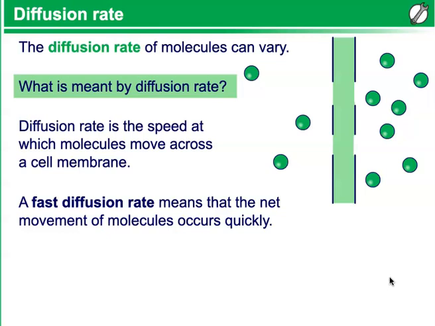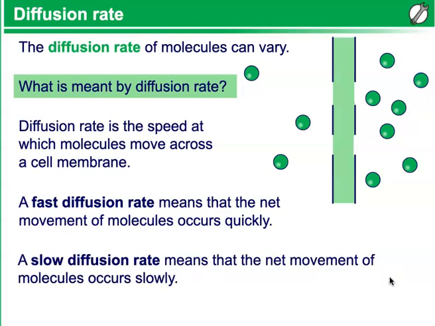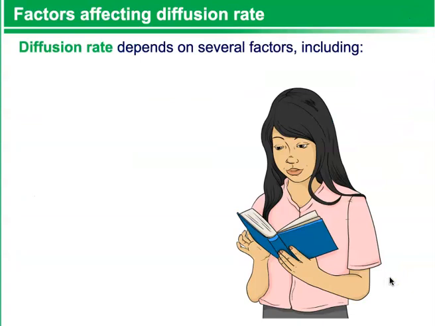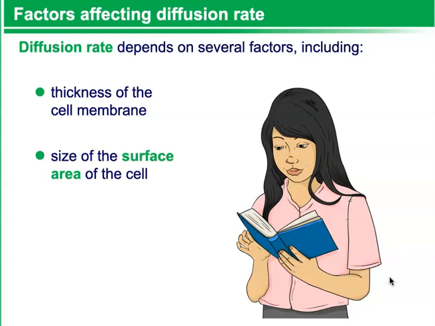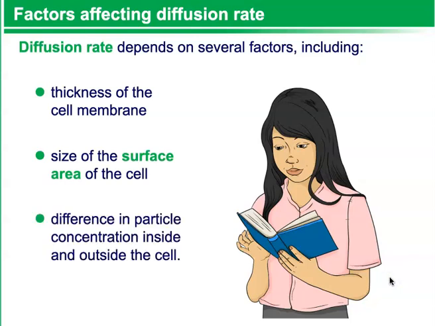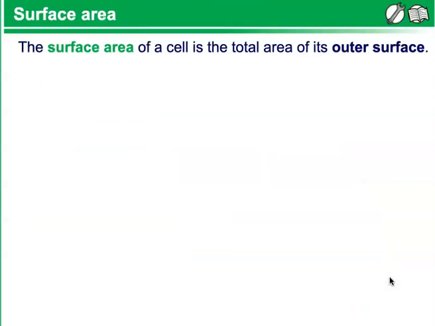A fast diffusion rate means that the net movement of molecules occurs quickly. And a slow diffusion rate means that the net movement of molecules occurs very slowly. Factors affecting diffusion rates. The diffusion rate can depend on several factors, including thickness of the cell membrane, size or the surface area of the cell, and difference in particle concentration inside and outside of the cell.